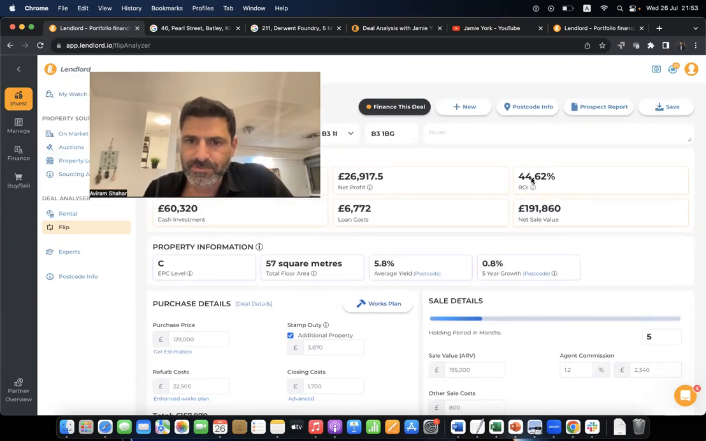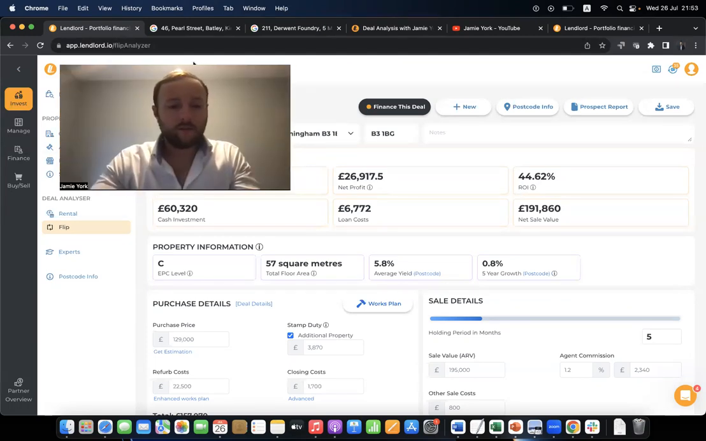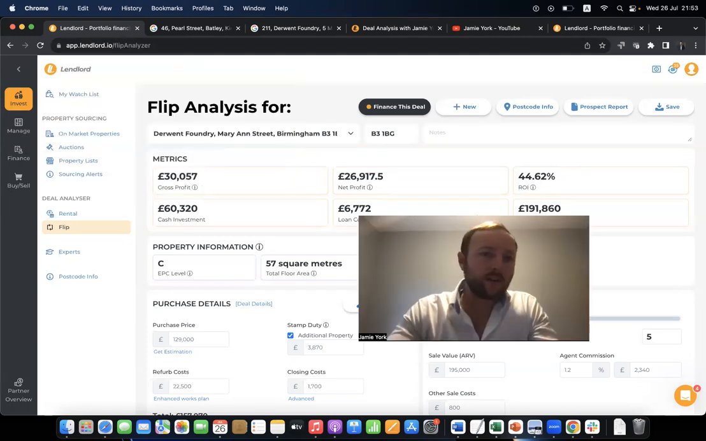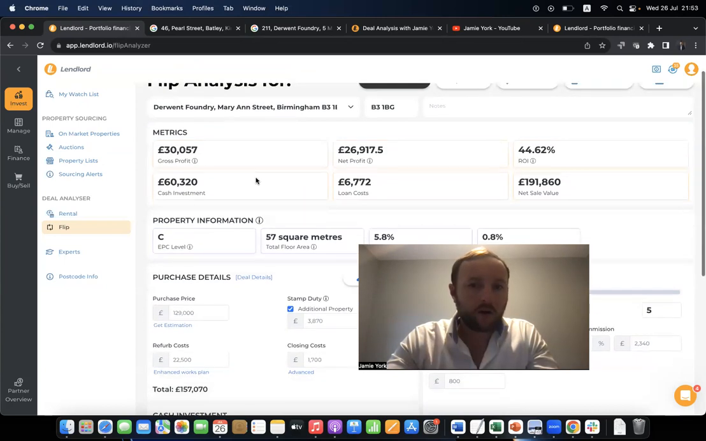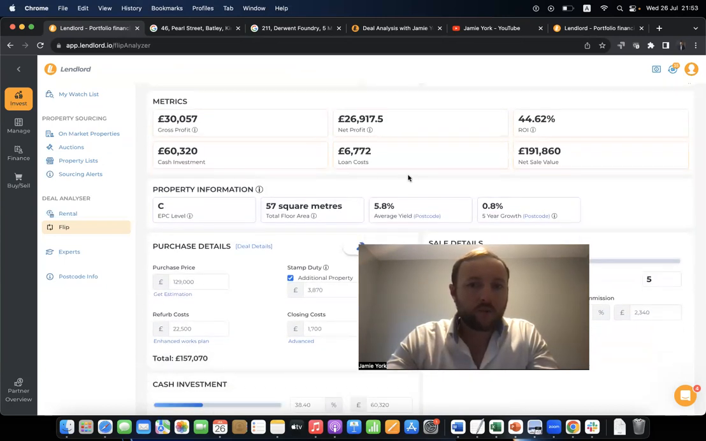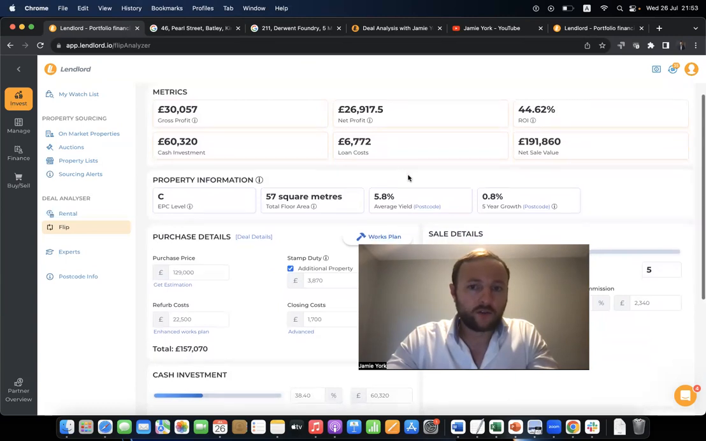And so yeah, here basically 44%, almost 45% ROI. Yeah, not bad, not bad. And the key thing there, guys, is, as I said, it's not just about the percentage return. It's also about getting the net return that you want in there as well.